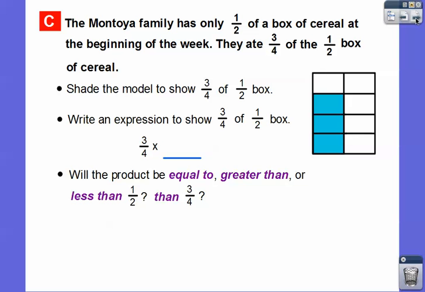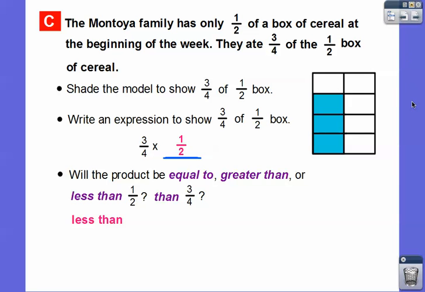And now we'll write an expression to show 3/4 of 1/2. Well, 3/4 of 1/2 is the same as 3/4 times 1/2. Remember, of means multiply. Okay, so will this product, which is this shaded part, be equal to, greater than, or less than a half of a box? Well, it's less than a half of a box, because a half of a box is this whole piece, including this top part right here. So it's definitely less than that.